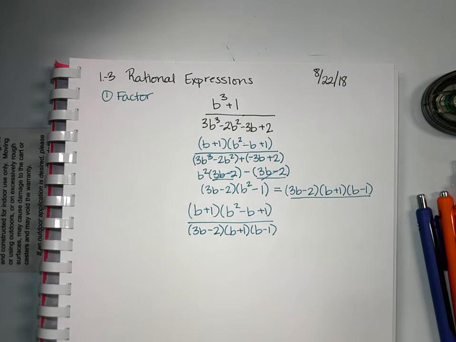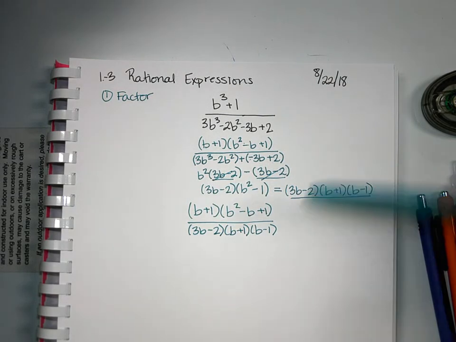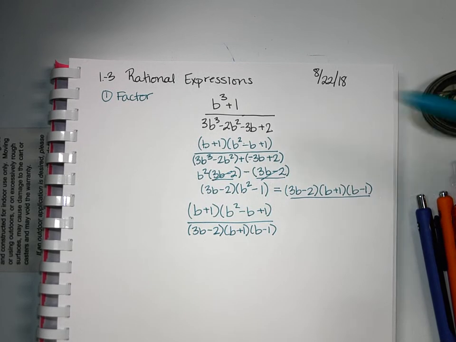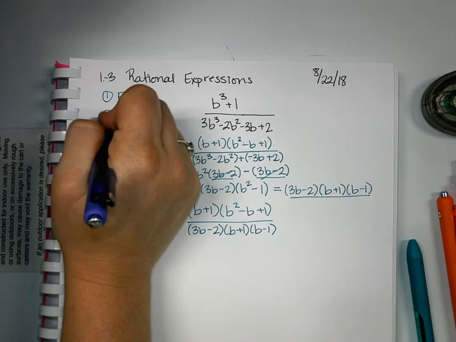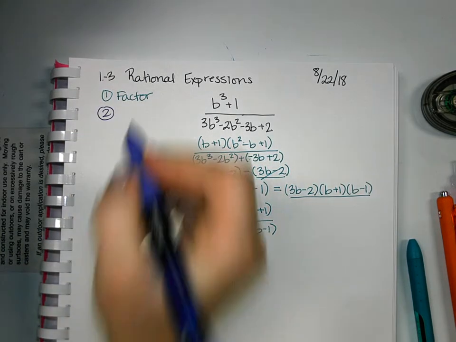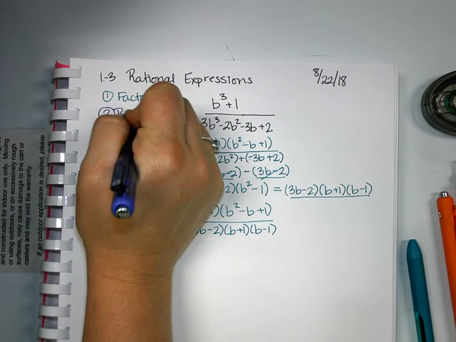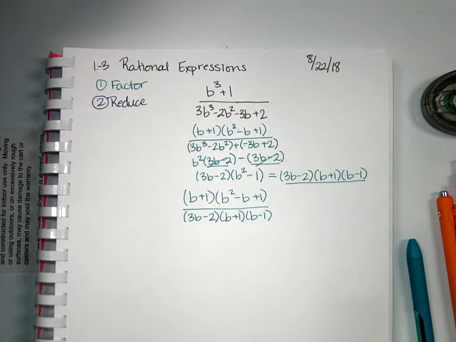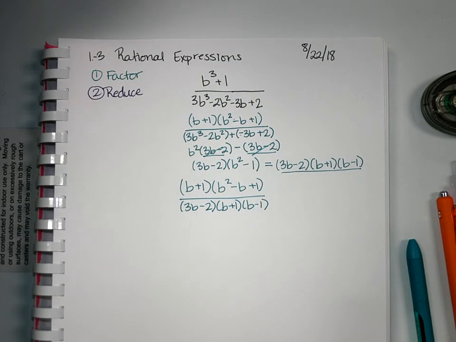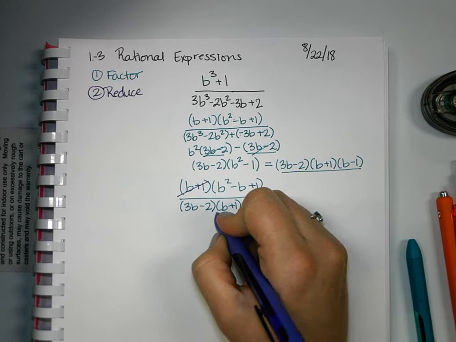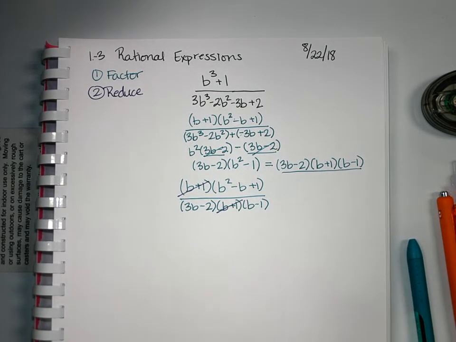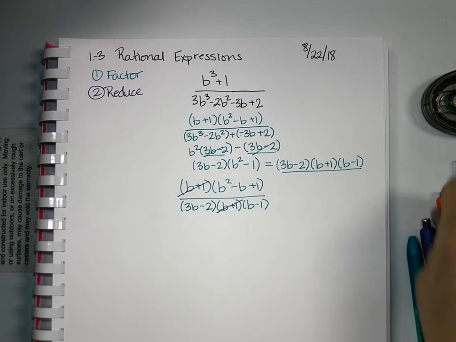So your first step on any of these is to factor. If you'd rather do your factoring work over to the side, you're more than welcome to do so. Okay, after we've factored, your step 2 is going to be to reduce. When we go to reduce, we're looking for polynomials that are exactly the same on top and bottom. So on the top I have a b plus 1, and on the bottom I have a b plus 1. So I can cross those off and reduce them. I don't have anything else in common, so that means I can now move on to step 3.